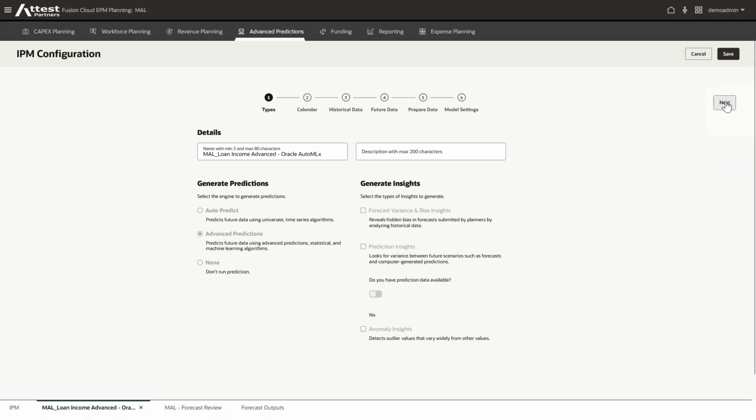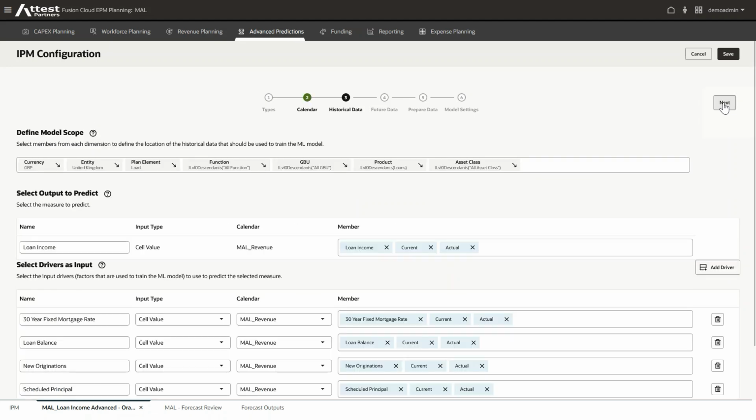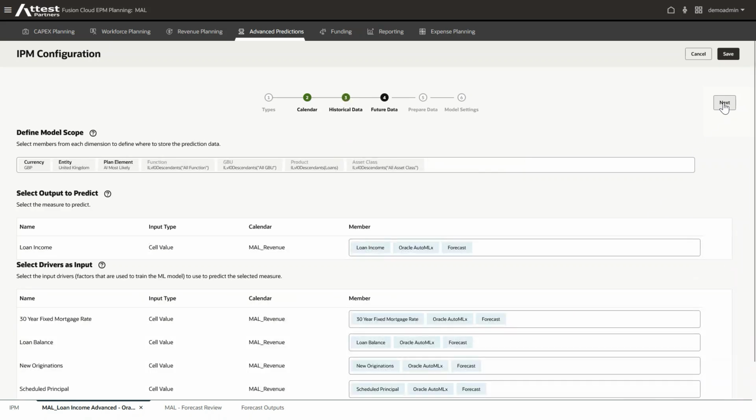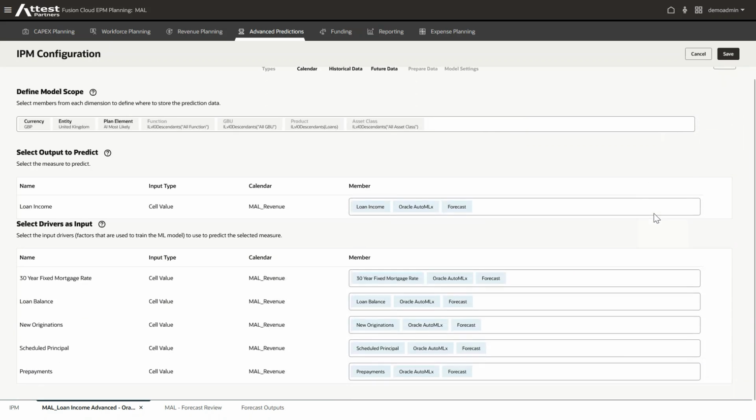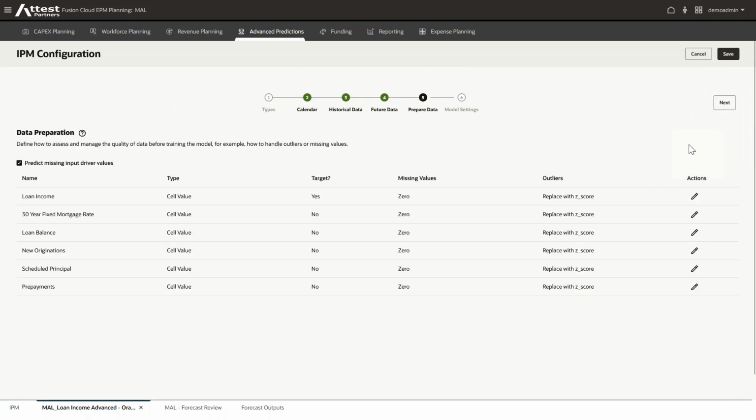So it's bringing that ability to start to add in all the usual best practice functionality that we can do. We can then start to set our calendars, look at our historical data, how far we're looking to trend this forward. You can see we're starting to bring in as well our drivers, which we're pulling through from the core application. But where it starts to get very interesting is in the preparing of the data.